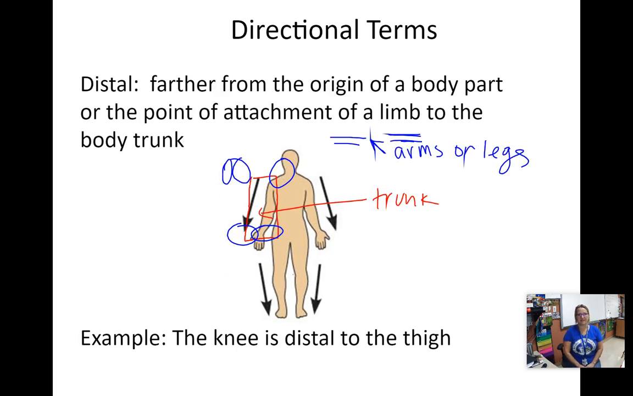Distal is the opposite. So these terms are referring to the arms or legs because they're looking at the appendages being closer to the attachment. So you can't say something on your body, on your trunk, because it's attached to what? So proximal and distal, we're both talking about appendages. So distal is the opposite again. So when we look at the example here, the knee is distal to the thigh. It's further away from your groin where your leg is attached. So if we did that with our arm, the wrist is distal to the elbow.